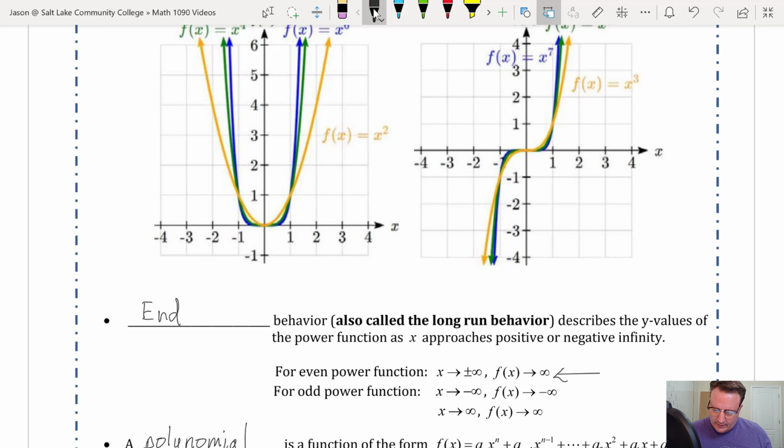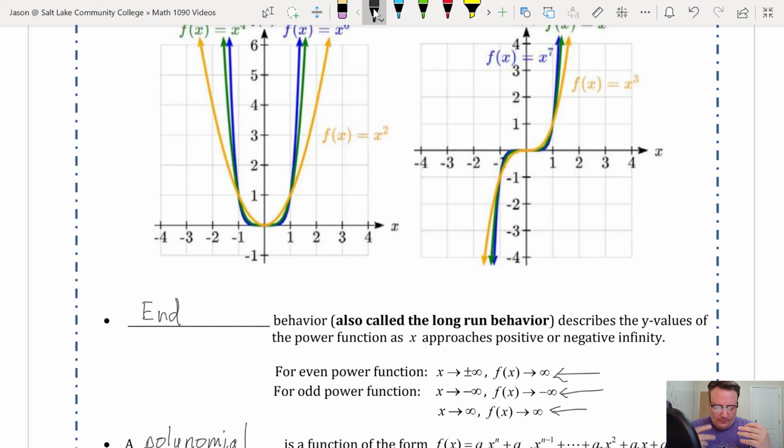But notice that when you have an odd power function, it's different, right? So as x gets very, very large, the outputs of the function also get very, very large. Okay, so that's this case right here. Or as the x values get very, very large, but in the negative direction, the y values also get very large in the negative direction, and that's this case. Okay, so this will be very useful for us when graphing polynomials, to know the end behavior.